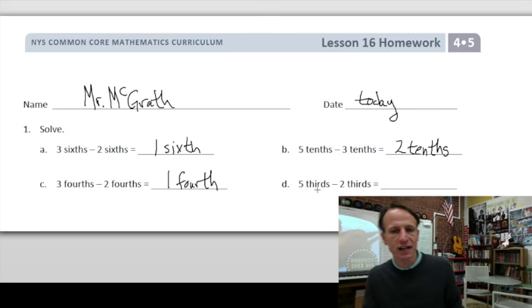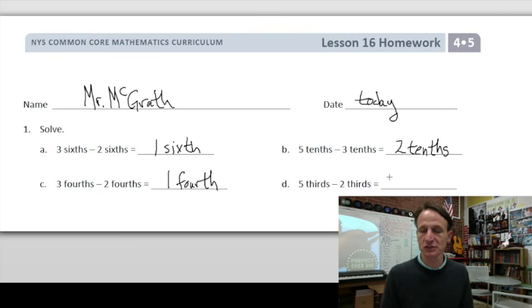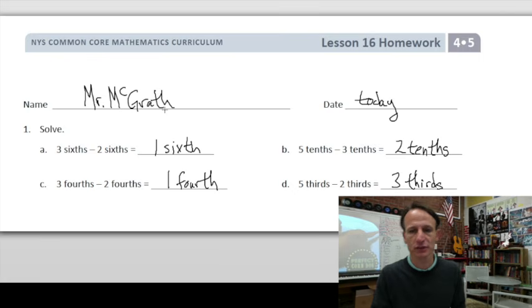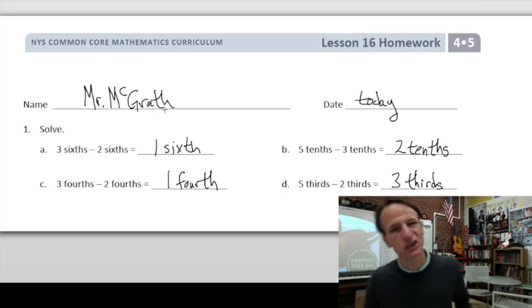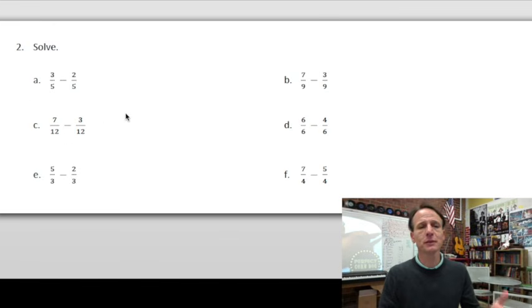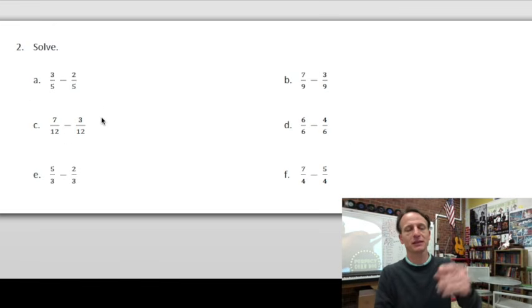All right, and 5 thirds minus 2 thirds. We're just doing 5 minus 2. Don't make it any more complicated than that. It's 3. I probably didn't have to tell you that, but we're talking about thirds. 3 what? 3 thirds. That's it. Well, that's not it, but that's it for that one. Let's go on. And here in number 2, it's the same thing, except that now instead of the words, we have the numbers.